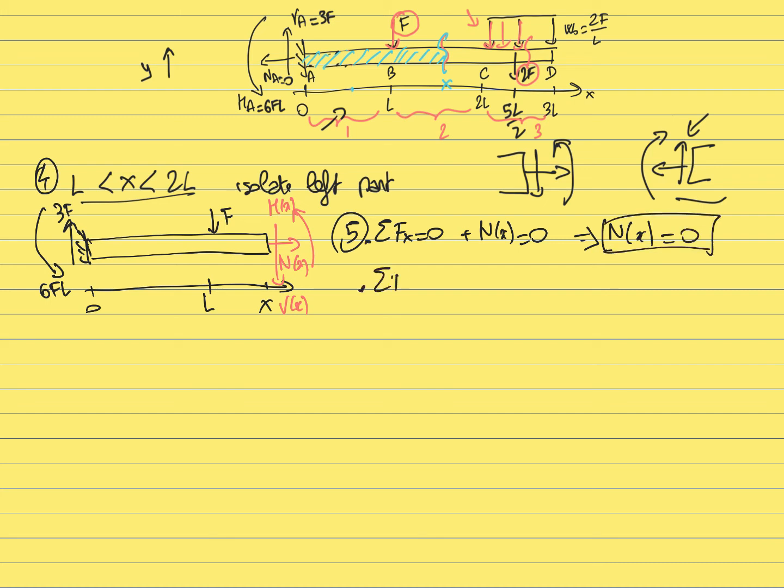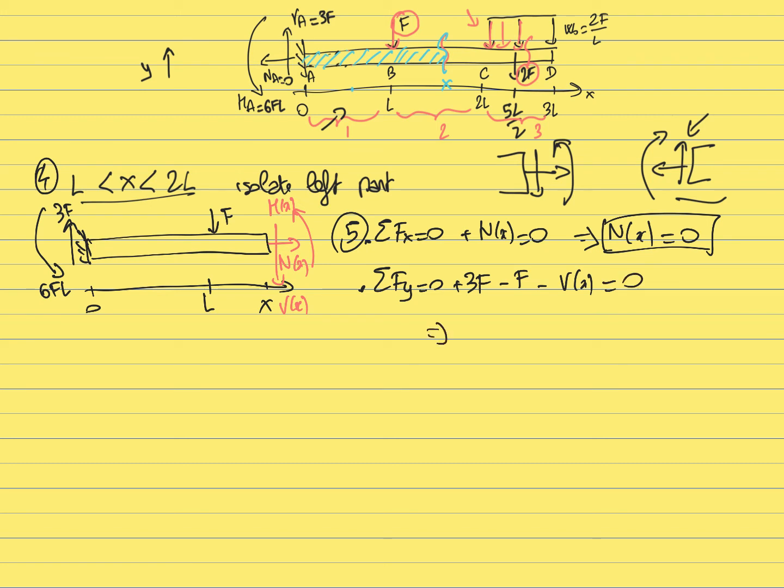Second, sum of the projection of the forces along the y-axis. So what do we have in this case? We have the force 3F pointing towards the positive y, so it has a positive projection. Next, we have the concentrated force F at x equal L. It's pointing downward, it has a negative projection, so it comes with a minus sign. And the internal shear at the position x at which we are cutting the beam is pointing downward, so it comes with a negative sign, it has a negative projection. Sum of those forces is equal to 0.